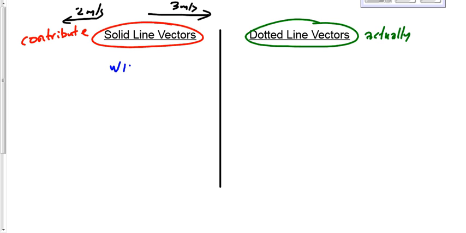Wind. What else would be a solid line vector? Give me another example of a solid line vector, something that contributes to where I go. Yes, a river current. If you're swimming across the river and there's a current coming to the south downstream, I don't actually go right across the river, right? The current contributes to my actual motion.